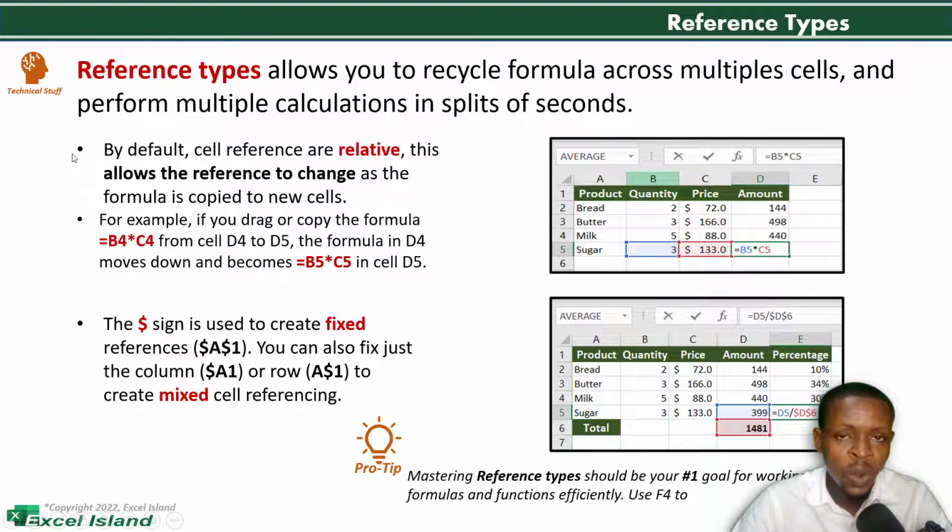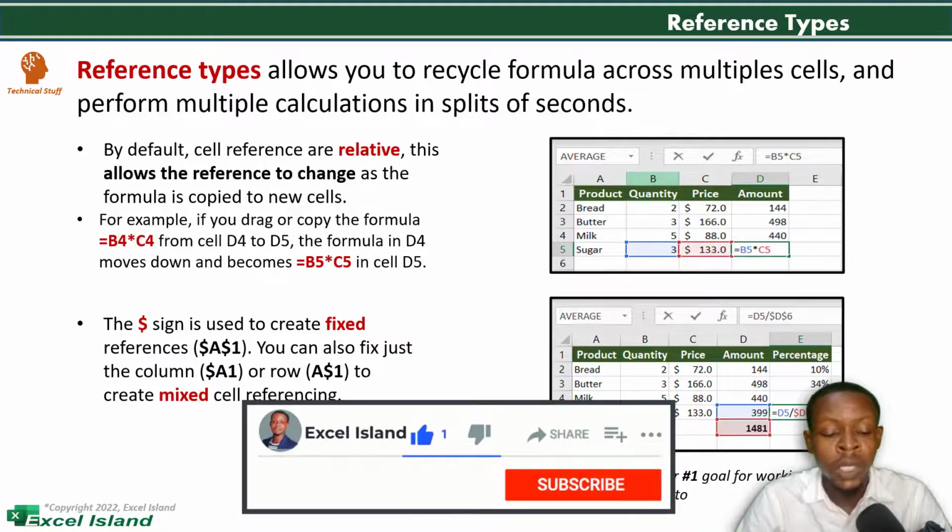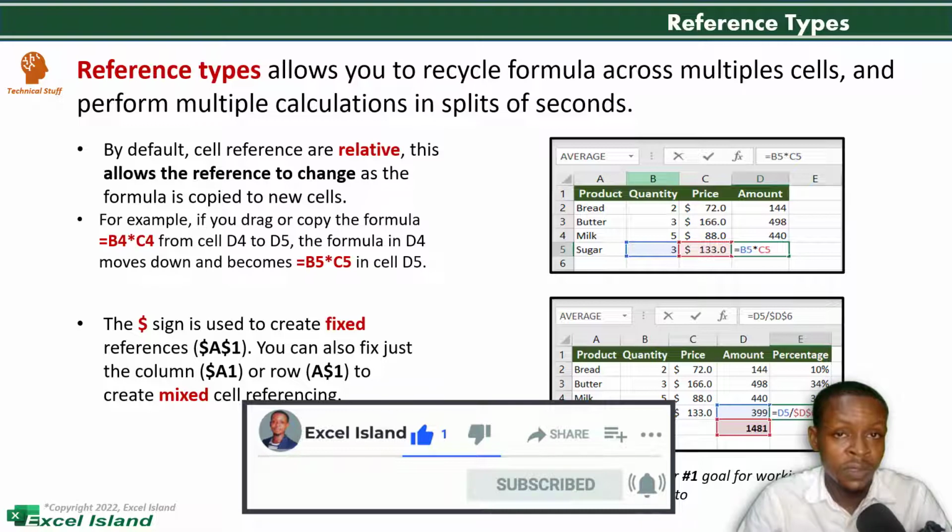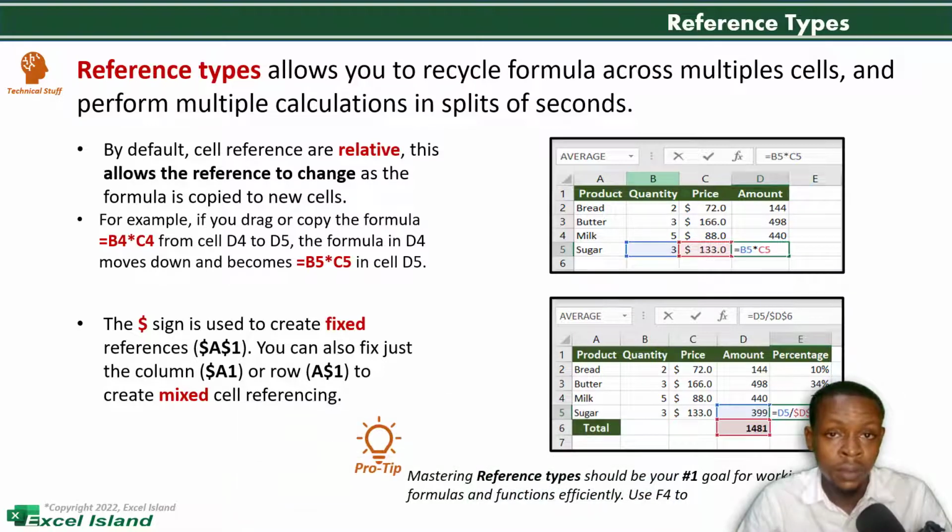So let's talk about what is called fixed cell referencing and mixed cell referencing. The dollar sign is used to create fixed cell referencing. And in fixed cell referencing, you notice a dollar sign in front of the column and in front of the row. In this case, we have A1 and there's a dollar sign in front of A and a dollar sign in front of 1. You can also fix just the column or the row, which is called mixed. In this case, there will be a dollar sign in front of the column that you want to be fixed, or a dollar sign in front of the row that you want to be fixed. Also, this is technical stuff, so let's jump back into Microsoft Excel and practice.